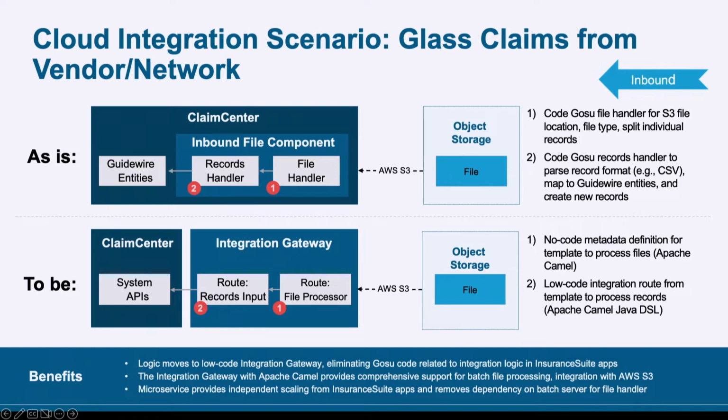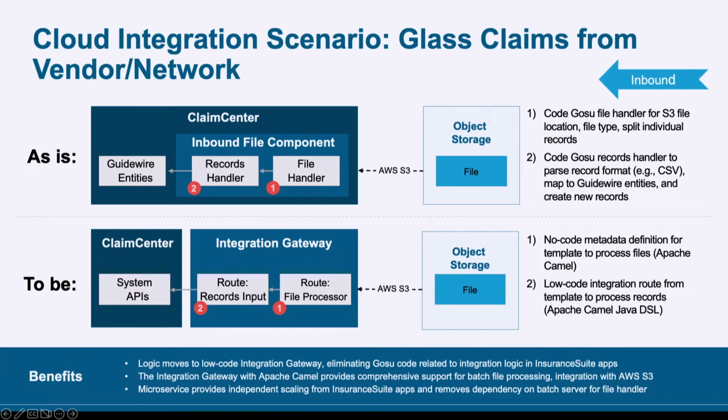And in the Integration Gateway approach, the benefit is that, one, you can use the Camel file component to read the files. That's almost like no code. And then once you get that file, you can use the Camel low code DSL to quickly parse the records from that file.